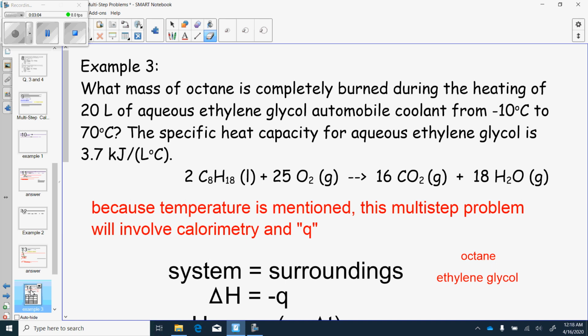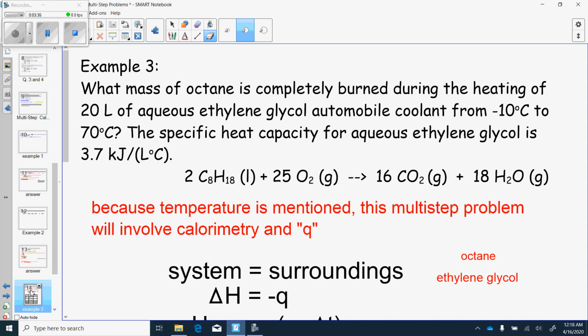They've also included a balanced chemical equation. They're showing you that if you take 2 moles of octane and 25 moles of oxygen, it will combust to create 16 moles of carbon dioxide gas and 18 moles of water in its gaseous form. Using this information, how can we find the mass of octane?